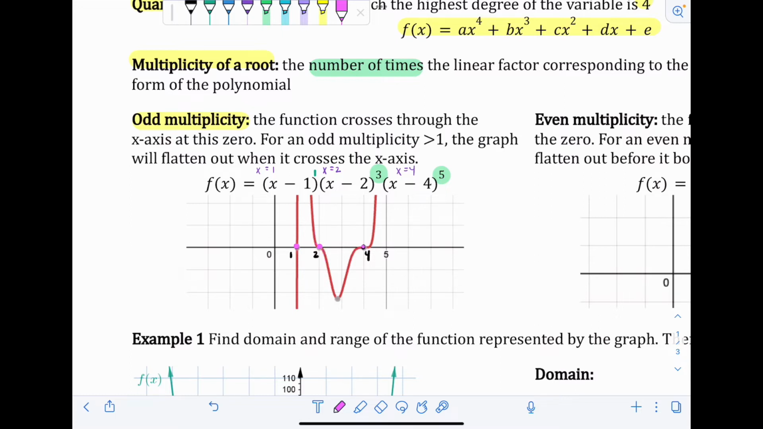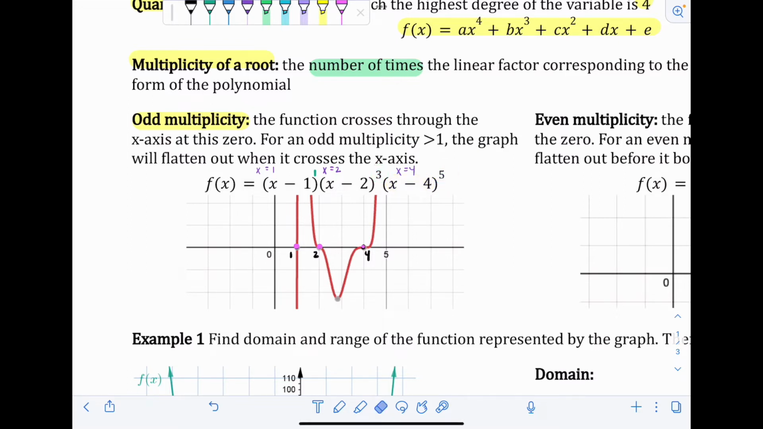And then the different shapes that they're taking goes back to this part right here. For an odd multiplicity that's greater than 1, the graph will flatten out. When the multiplicity was just 1, that was my x equals 1, it just crosses straight through that. No bends, no curves. For x equals 2, my multiplicity was 3, and you can see it doesn't go straight through 2, it bends through it. And for x equals 4, my multiplicity was 5, so it was even higher, and you can see it flattens out even more through that zero. So those are the different things that happen as multiplicity changes. Notice that because they're all odd, they are all crossing through, and on the next graph we're going to look at what happens when they're even.